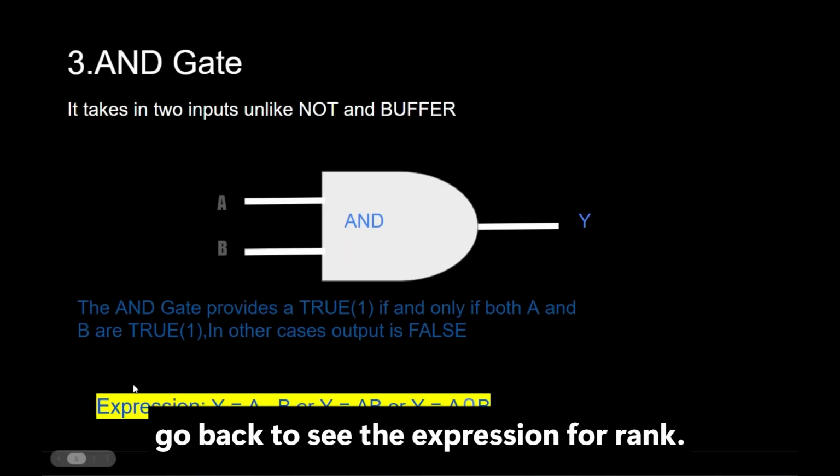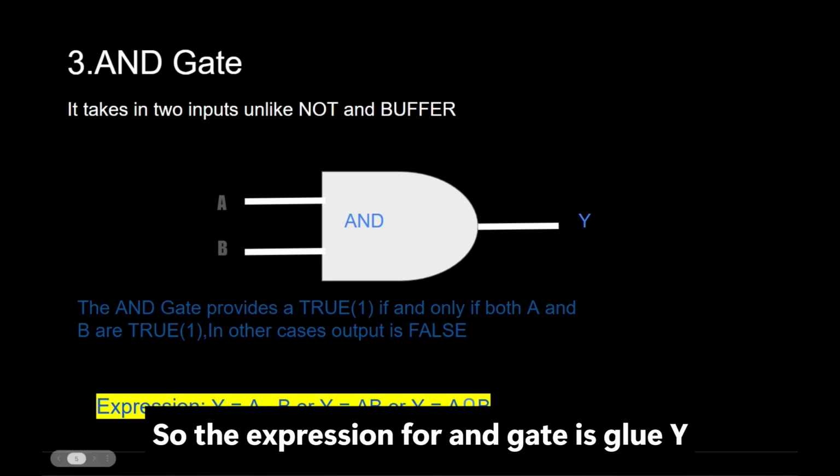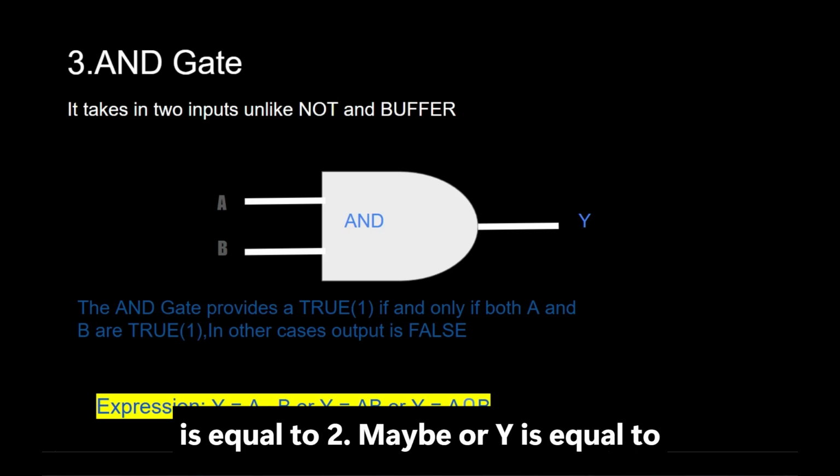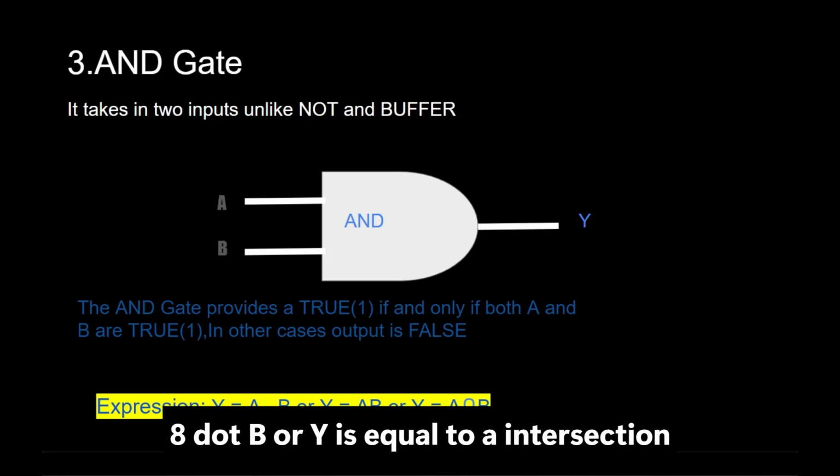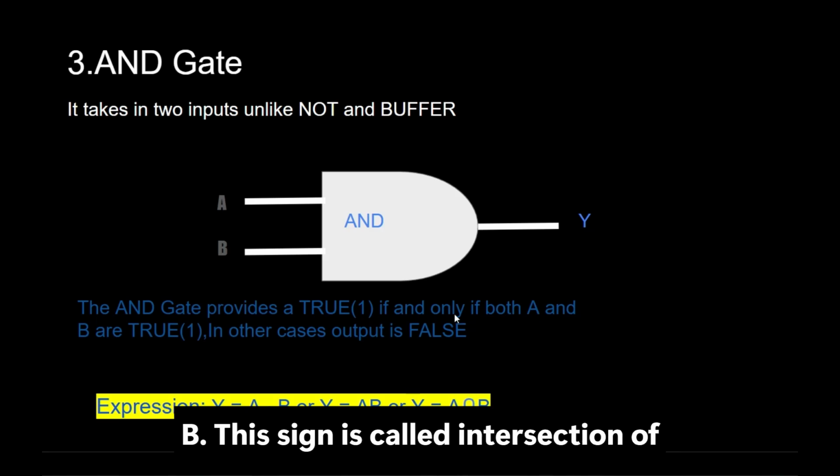And let's go back to see the expression for AND gate. So the expression for AND gate is y is equal to AB, or y is equal to A dot B, or y is equal to A intersection B. This sign is called intersection of A and B.